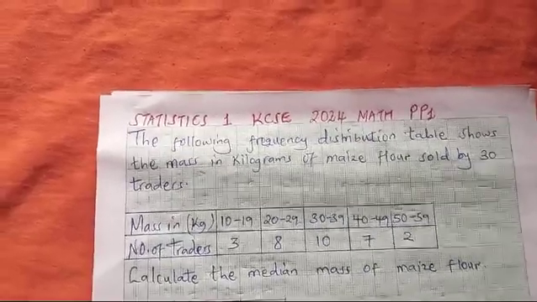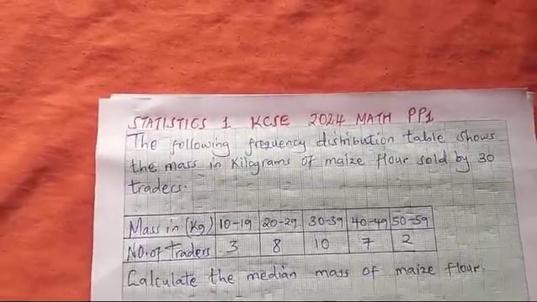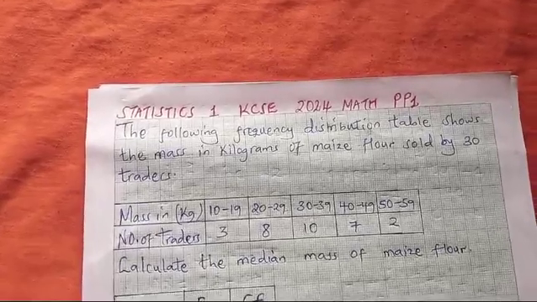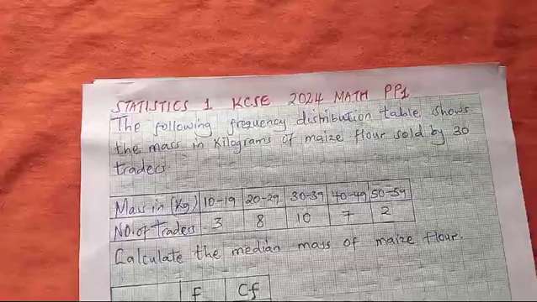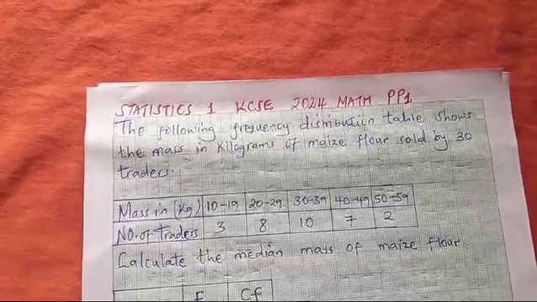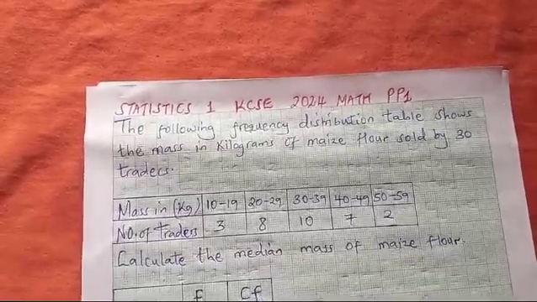Statistics 1, KCSE 2024 Mathematics Paper 1. This is another question that was set from Form 2 work. It is very easy. I'm telling you, it's very easy.